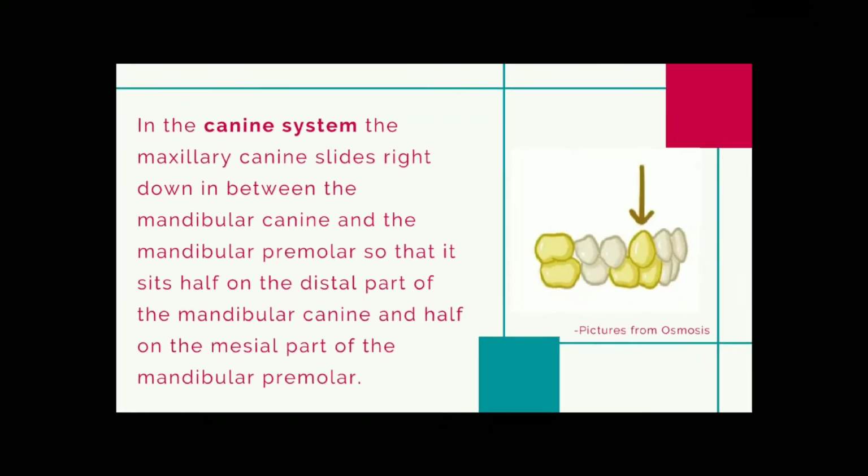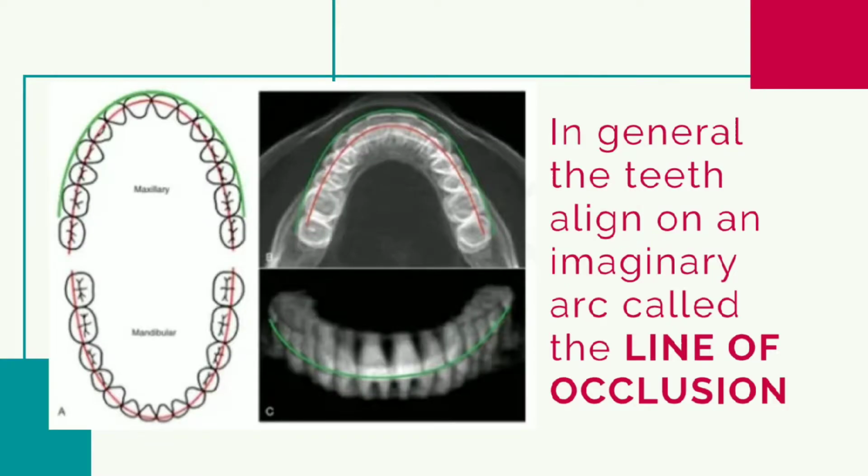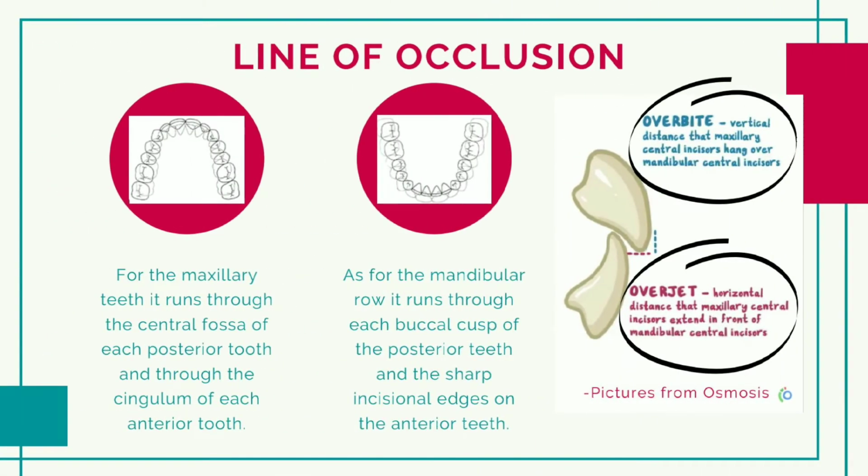In general, the teeth align on an imaginary arc called the line of occlusion. For the maxillary teeth, it runs through the central fossa of each posterior tooth and through the cingulum of each anterior tooth. As for the mandibular row, it runs through each buccal cusp of the posterior teeth and the sharp incisal edges on the anterior teeth.